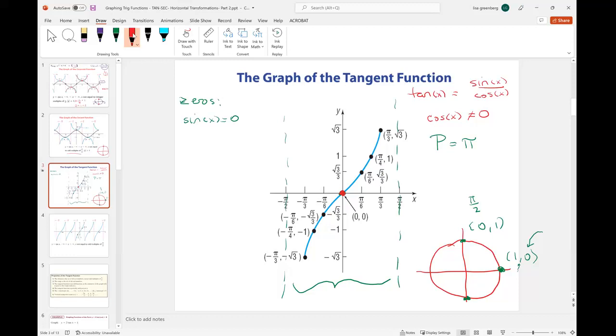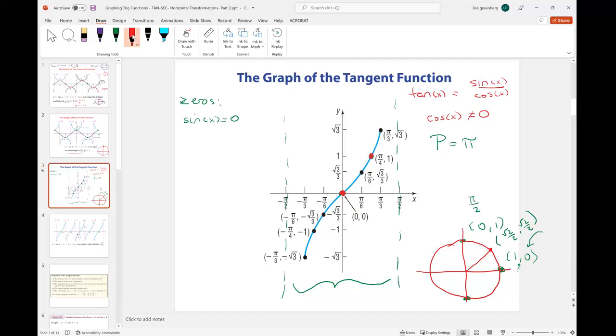Would it be pi over 4? Pi over 4. Good job. Because at pi over 4, we have square root of 2 over 2, comma, square root of 2 over 2. So sine and cosine are equal to each other. And when we put the one over the other, we get our point, pi over 4, 1.